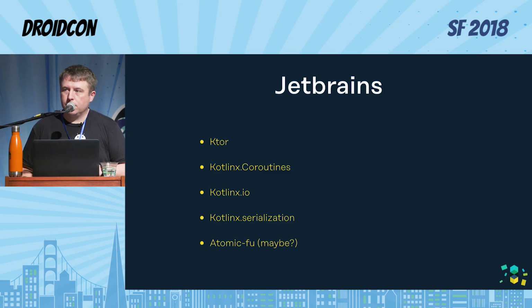Kotlin X coroutines, if you're going to try to use any coroutines, obviously a big deal, you need to understand that. If you aren't using coroutines or reading about them, you should start immediately. Kotlin X IO, which is a low-level IO library, which is coroutines enabled.